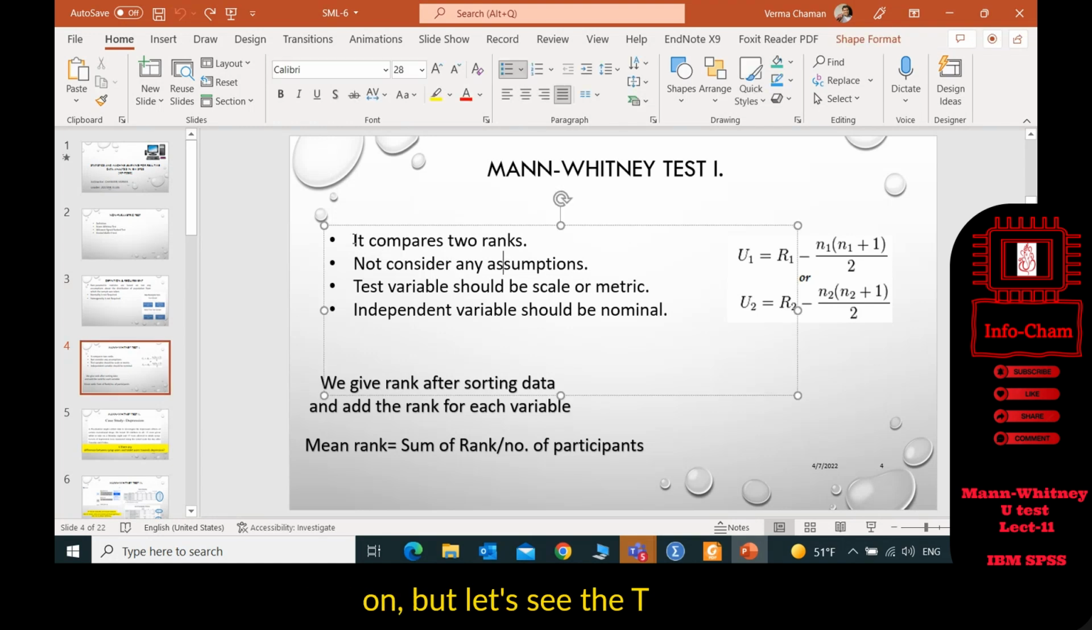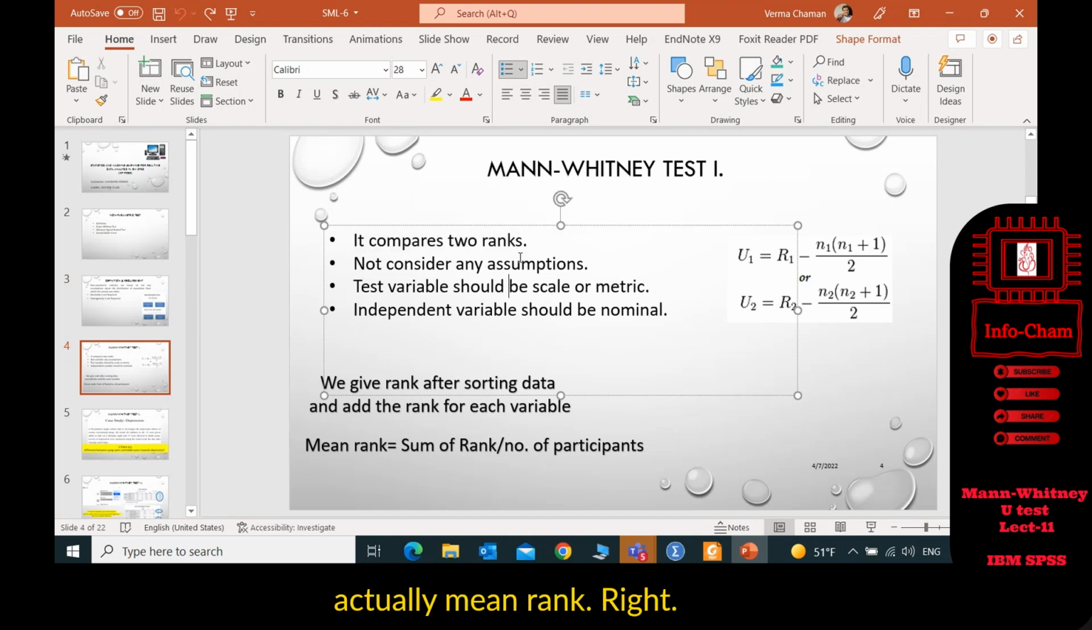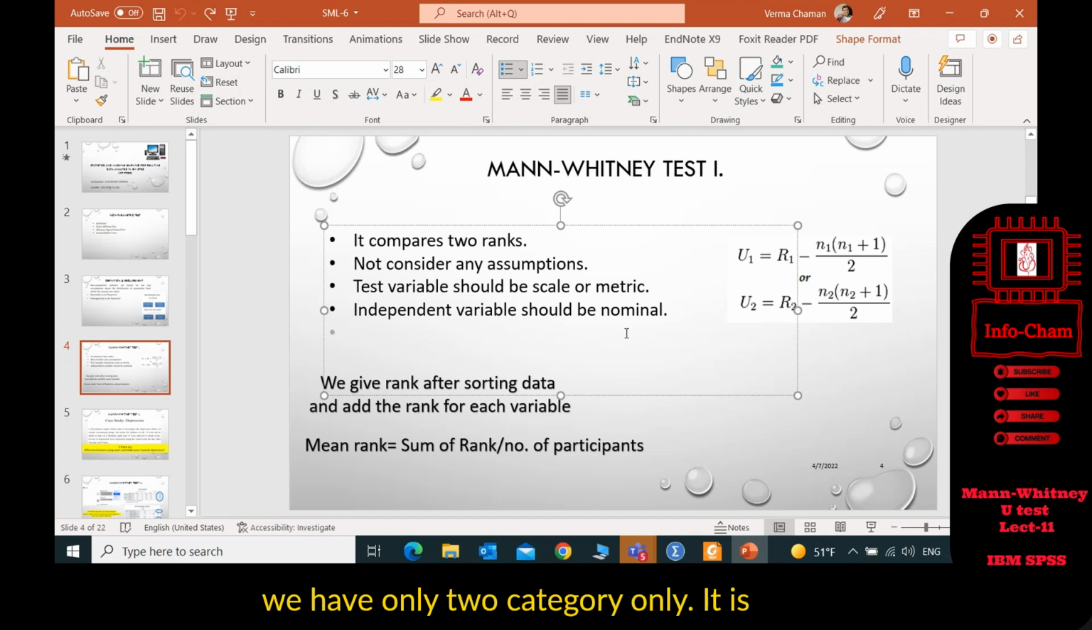But let's see. The t-test compares the mean, the average, but this test does not compare the mean or average. It compares the rank, actually the mean rank, right? And it will not consider any rule. I told you, because it is a non-parametric test, the test variable should be scale or metric, right? And the independent variable, the test variable, I mean to say the dependent variable. The independent variable should be categorical, like nominal, right? But remember, here we have only two categories. It is like a t-test, but non-parametric, right?